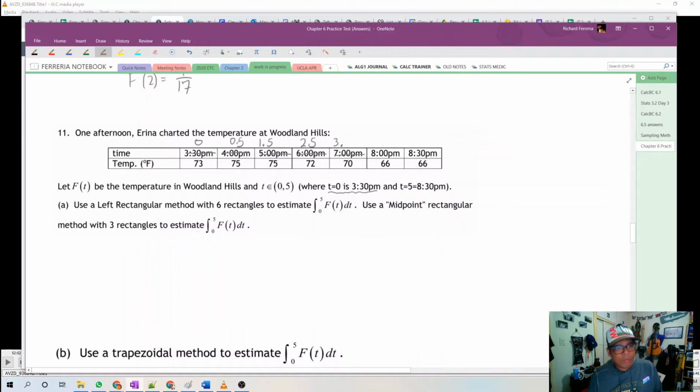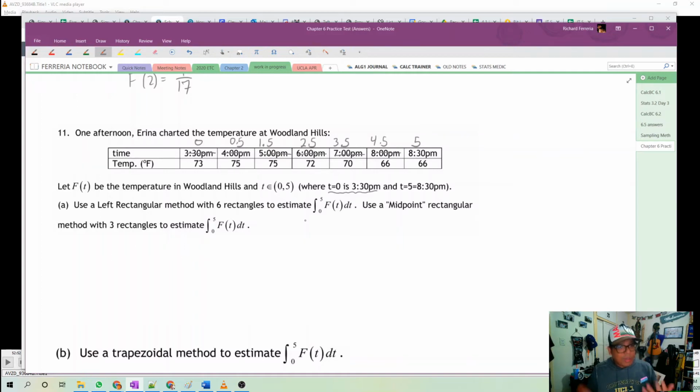3.5, 4.5, and then at 8:30, half an hour after 4.5, that's just going to be equal to 5. Question A, use a left rectangular method with 6 rectangles to estimate the integral of f of t from 0 to 5.